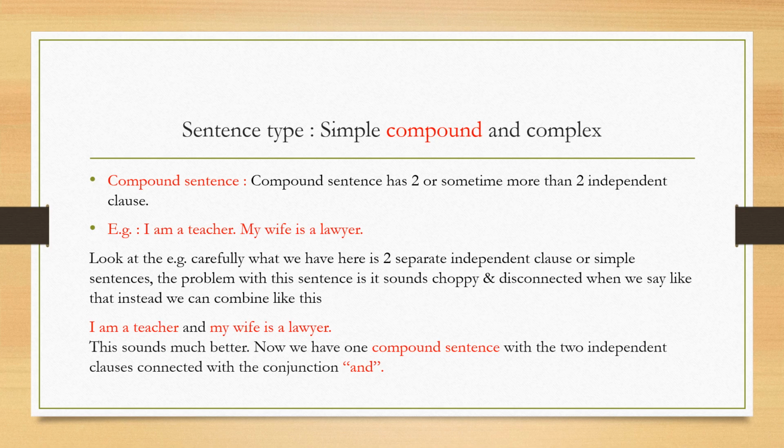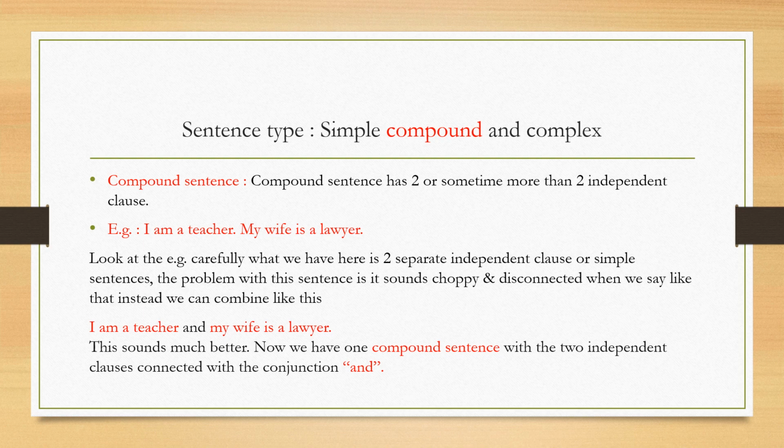I am a teacher. That is an independent clause. That sentence has nothing to do with my wife is a lawyer. My wife is a lawyer is again an independent clause. Neither of the sentences requires the other. Look at the example carefully. What we have here is two separate independent clauses or simple sentences. The problem with this is it sounds choppy and disconnected when we say it like that.